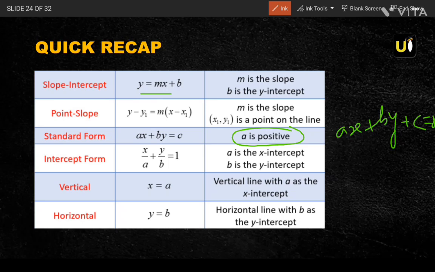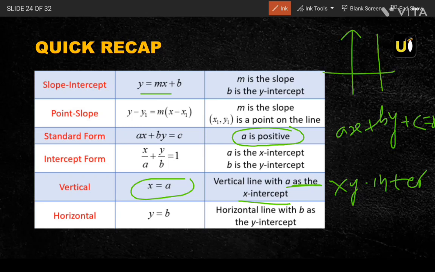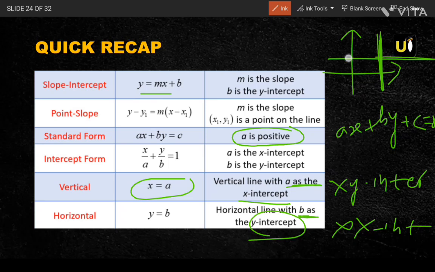So when the line is vertical, that means it has only a as the x-intercept, but there is no y-intercept. Okay, that means the line is vertical, just like this. This is the line. Okay, this is the line, vertical. In case of horizontal, it will have only the y-intercept but no x-intercept. That means the line looks in this way. This is the horizontal line and this is the vertical line.